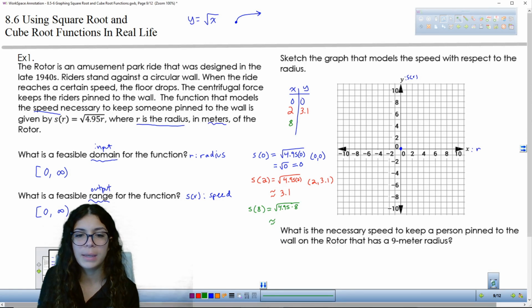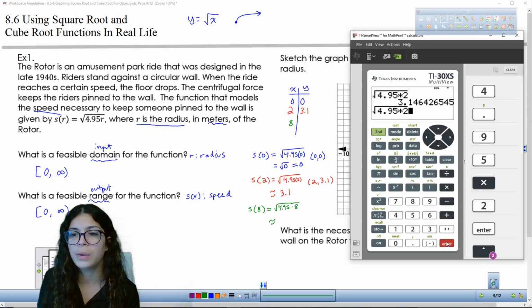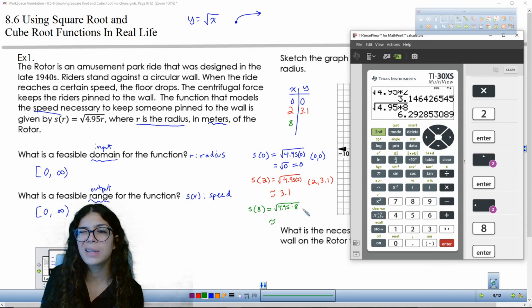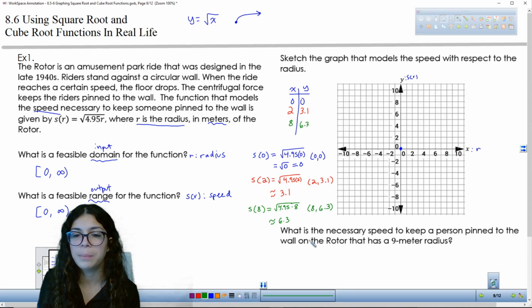And let's go ahead and, again, use our calculator for that. So square root, I'm actually just going to go here and replace the 2 with an 8 and hit enter. So that's about 6.3. So the point, input 8, output 6.3, is on the graph. So let's go ahead and plot both of those. I actually forgot to plot 2 and 3.1.